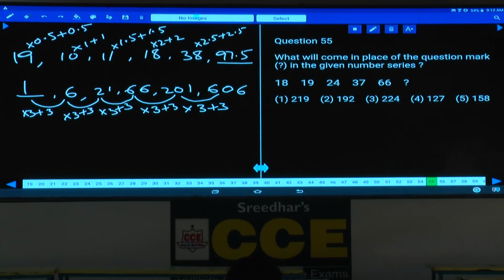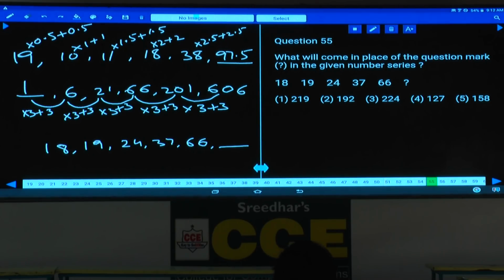Then, coming to 55, 18, 19, 24. Now, here 18, 19, 24. Here, the numbers are increasing at a very, very small rate. Hence, it must be under difference only. Now first, as soon as you see the question, identify under which model these questions will appear, isn't it? Whether it comes under difference, product or combination. Then here the numbers are increasing at a very small rate, it must be under difference. Now here what is the difference between 18 and 19? Plus 1. 19 and 24 plus 5.